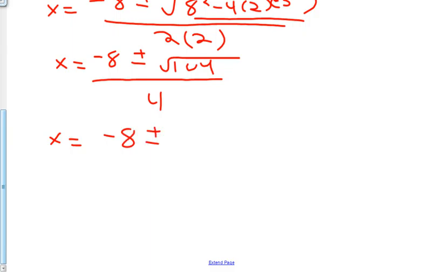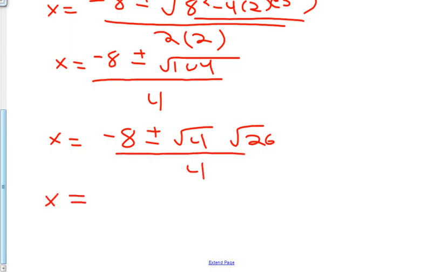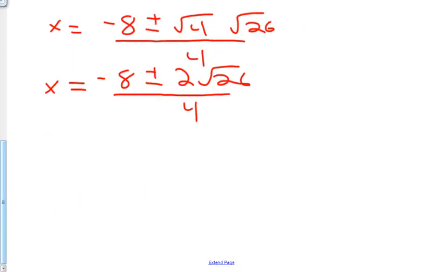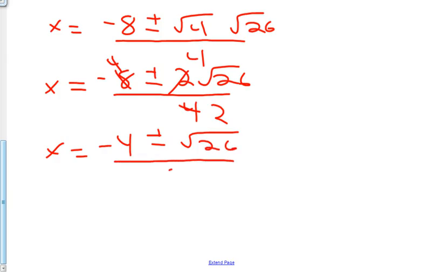I get x is equal to negative 8 plus or minus. I can take out a root 4 to make this root 4 times root 26 all over 4. Then I can simplify even further. Negative 8 plus or minus root 4 is equal to 2 root 26, all over 4. I have a common factor of 2, so I can take that out. This works out to x is equal to negative 4 plus or minus root 26 all over 2.